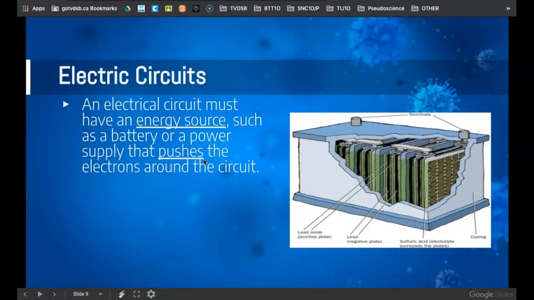Okay. So let's look at some of the specific parts to an electric circuit. So number 1, an electric circuit has to have an energy source. Now, that could be something like a battery, for example. This is the basic idea of what a car battery would look like, for example. Or it could be a AA battery, it could be a C cell, that sort of thing. It could be a generator. There are a number of different types of energy sources. That is required to actually energize and push the electrons around the circuit. All right, so we need something to make those electrons move.